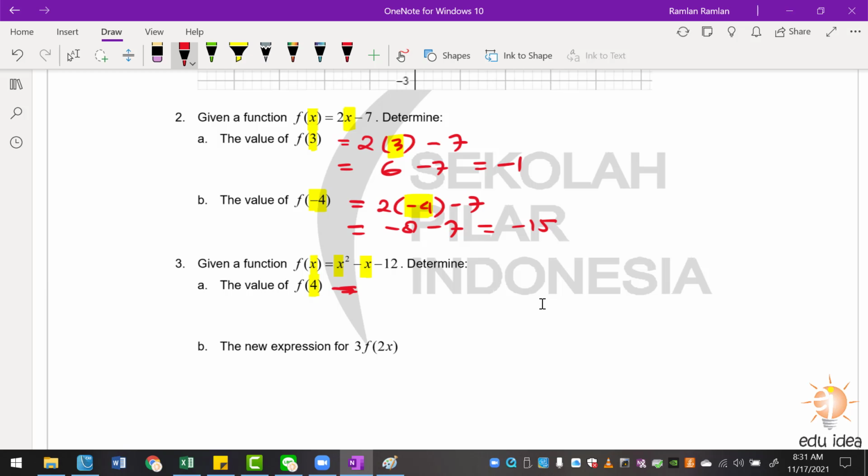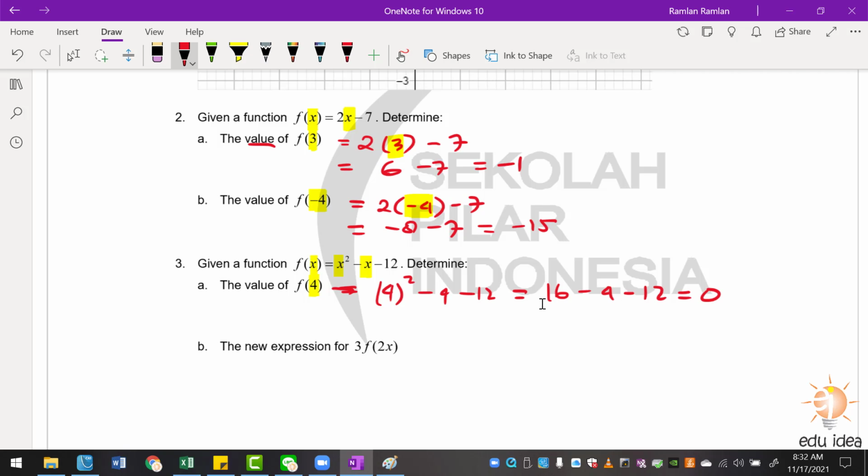That will be equal to 4. And remember, if you use a bracket, it's 4 squared, because we have a square here, so don't forget the square. Then we have minus 4 and then minus 12. 4 squared is 16. 16 minus 4 and then minus 12 equals 0. Okay, next one.